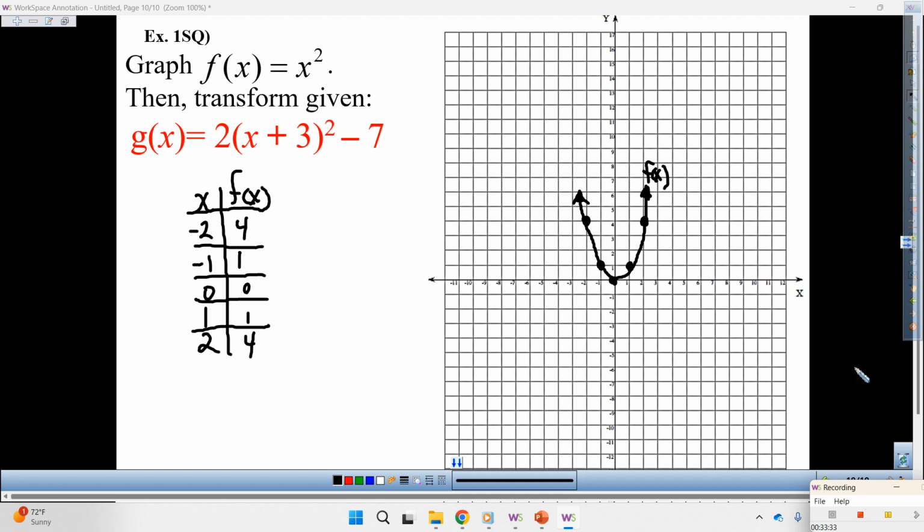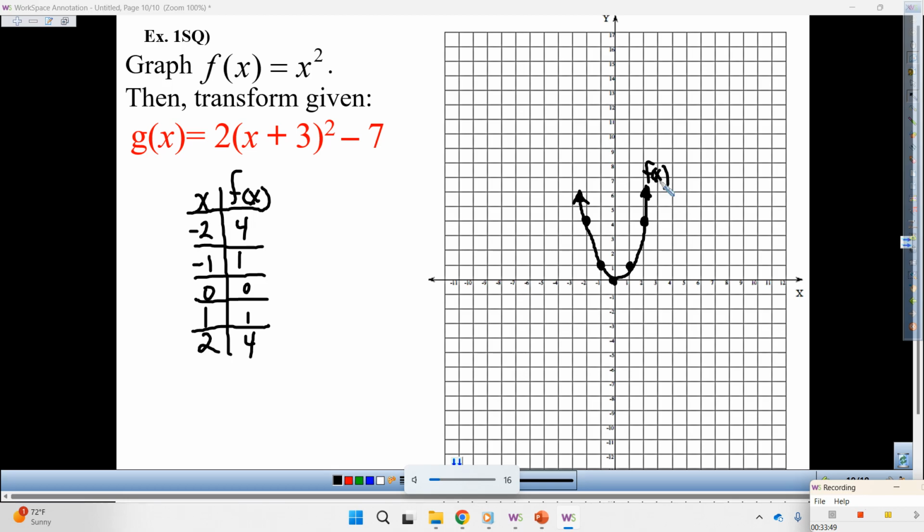All right, for the sake of time, here we go. What is the first thing we do when it says graph? Well, we make a table, Mr. Q. Here it is. And we graph f of x equals x squared, and here it is. We label that f of x. All right? So far, so good?